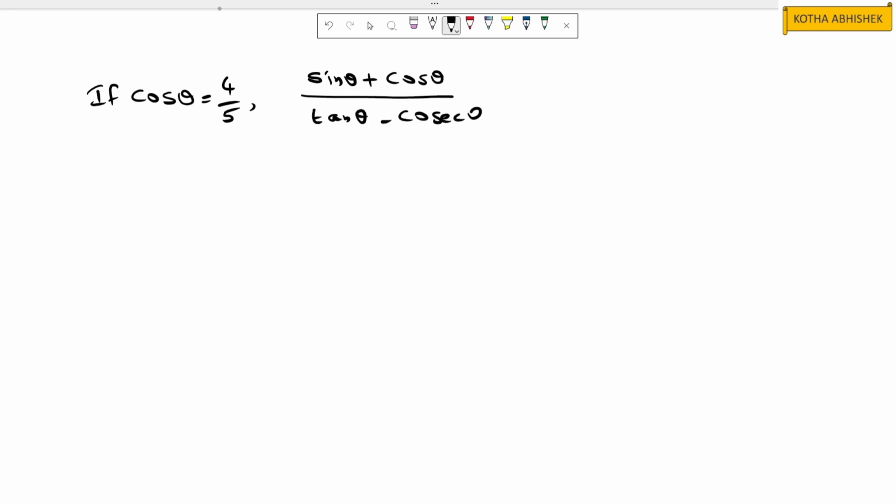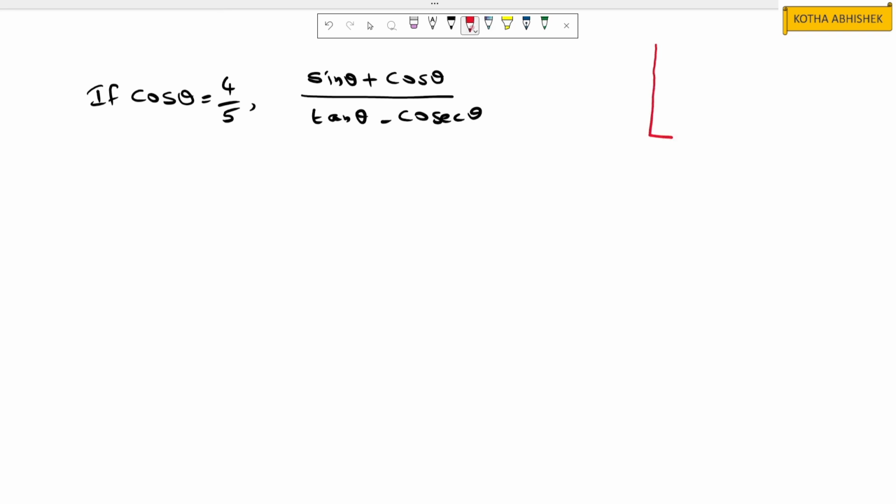Okay, now let us take one problem which is more difficult than the previous one. If cos theta equals 4 by 5, then find the value of sin theta plus cos theta, whole divided by tan theta minus cosec theta. Here cos theta value is given as 4 by 5. So there is no diagram, right?